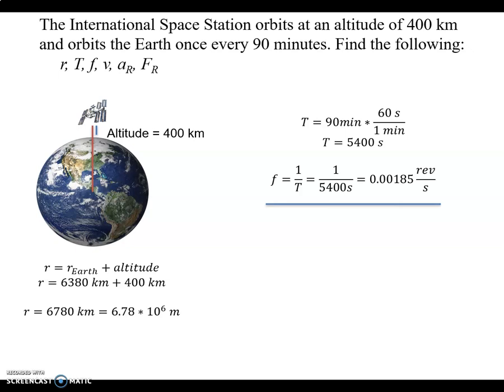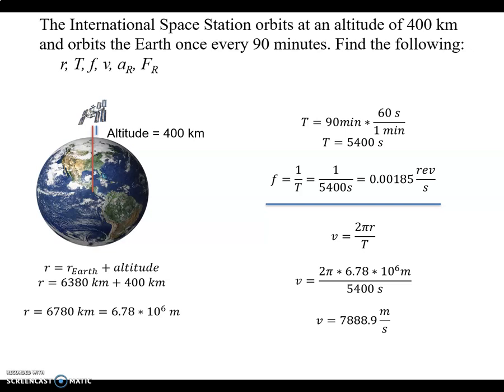Let's shift gears and talk about velocity. Remember, the velocity of any object in circular motion is just going to be the circumference of that circular motion divided by the period. So 2 pi r divided by T. We just found the radius and the period earlier, so if we plug those in and calculate it, we get 7,888.9 meters per second. That would be the actual speed of the International Space Station as it goes around the Earth. That means it's almost going 8 kilometers in 1 second. That's a pretty impressive speed.